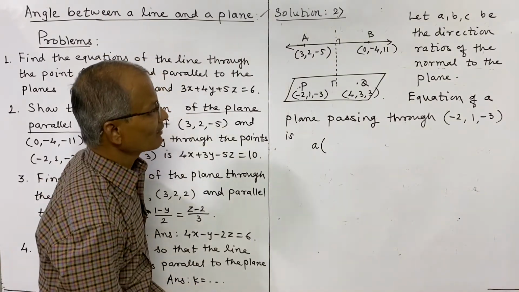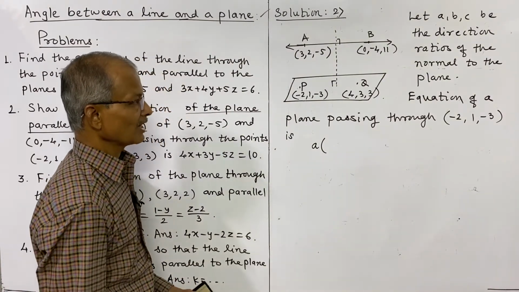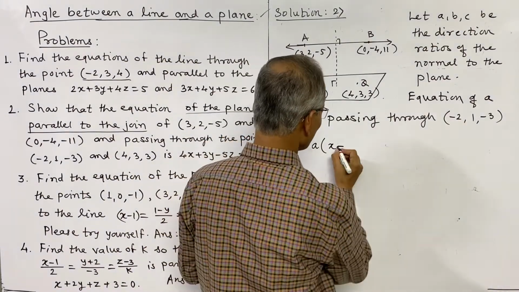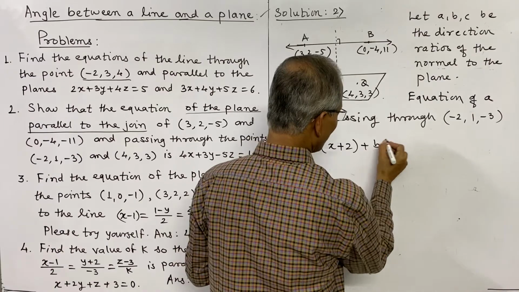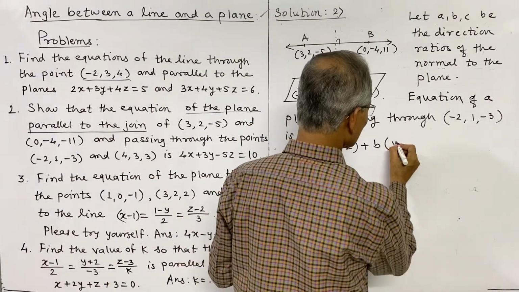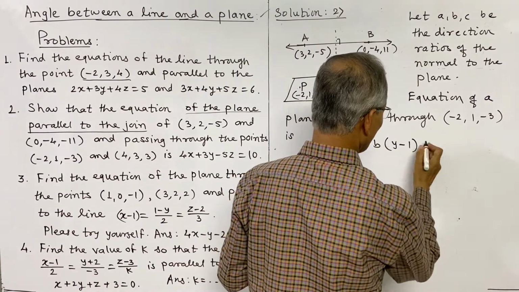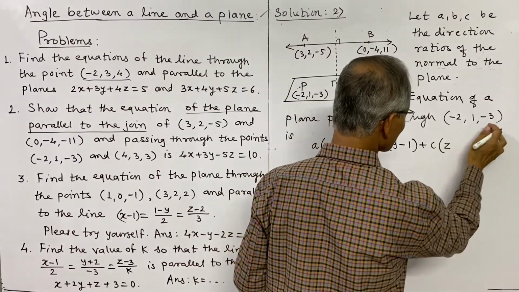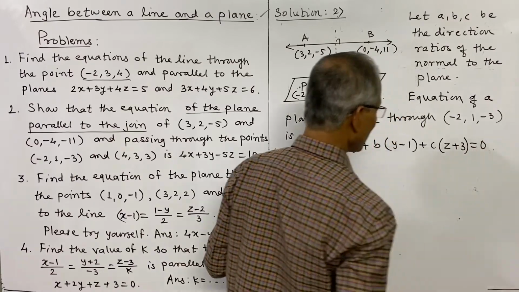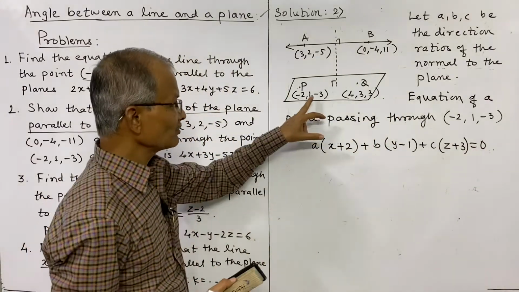That is the equation of a plane passing through a given point: a times (x minus x1), which means x plus 2. Refer to the earlier result for the plane. Then b times (y minus y1), that is 1, plus c times (z minus z1), which becomes z plus 3, is equal to 0. So this is the equation of the plane which passes through this point.